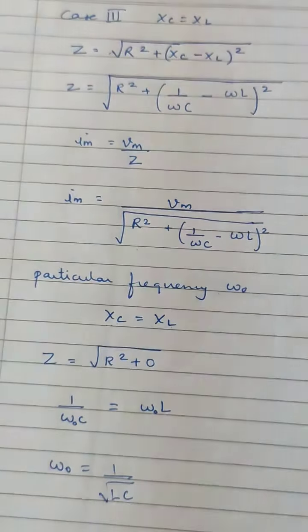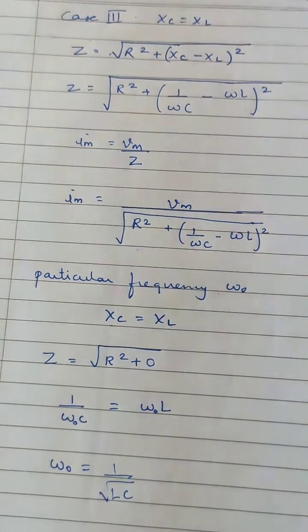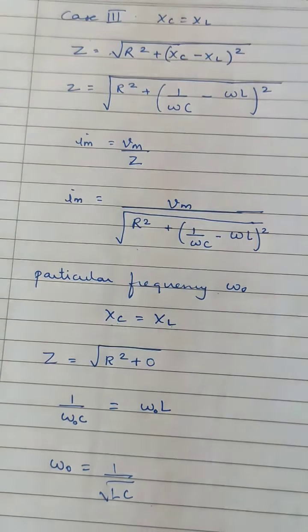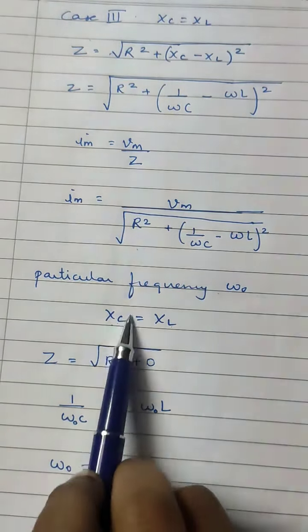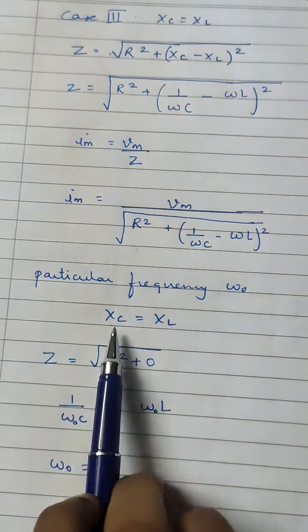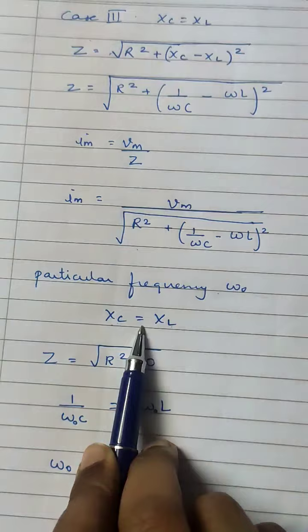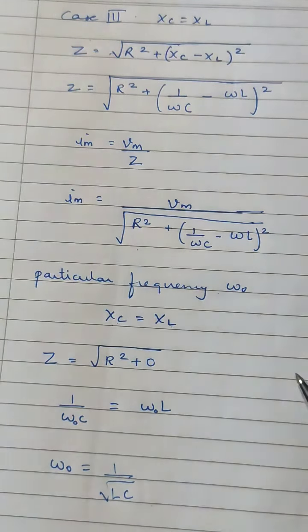Now this resonant condition is possible only when the circuit has an inductor and a capacitor. If an inductor and a capacitor are present, that means reactive capacitance and reactive inductance will be present, and only then are we going to get this resonant condition.